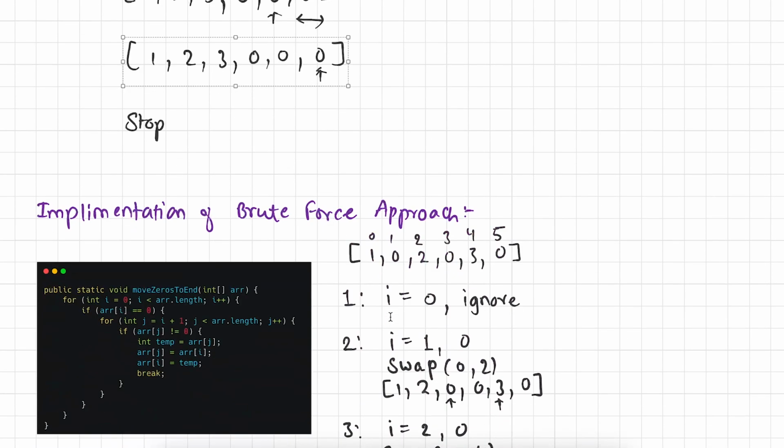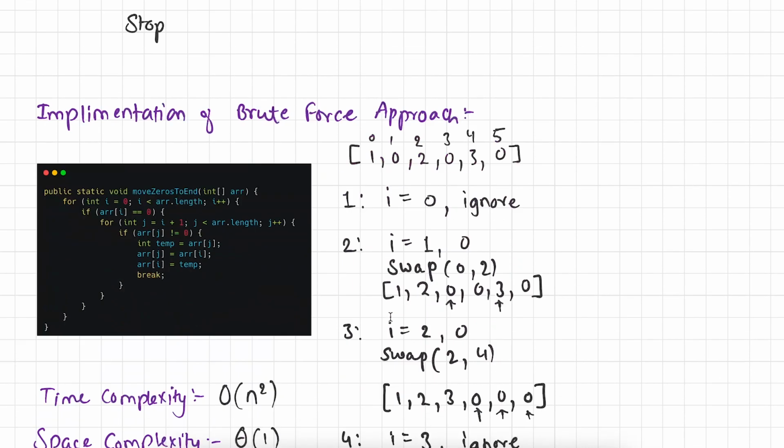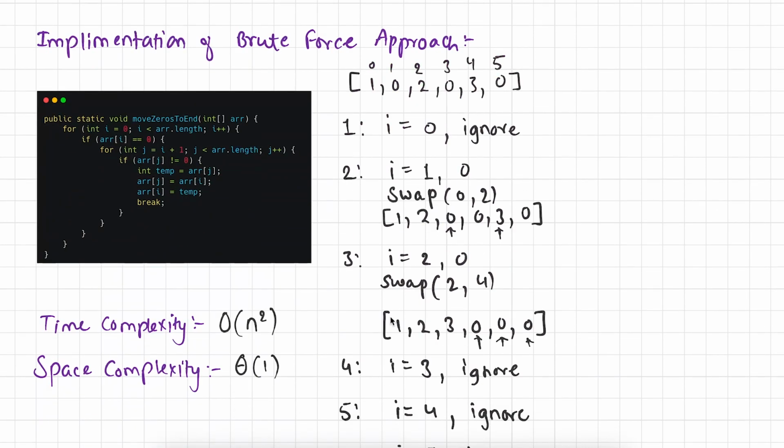Now let's see the implementation of the brute force approach in code. Here you can see that we have a function moveZerosToEnd, and this function is taking an array as input.